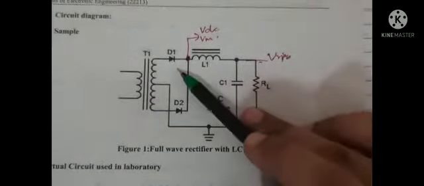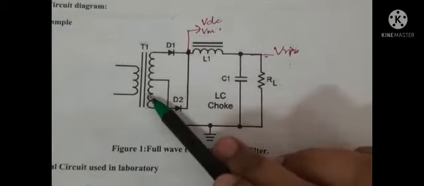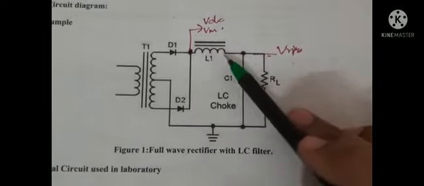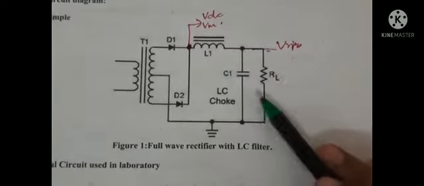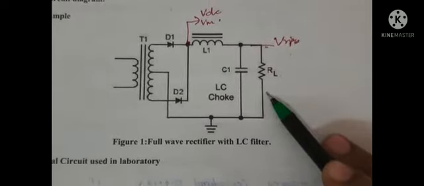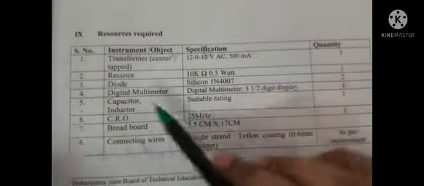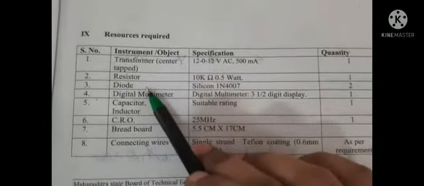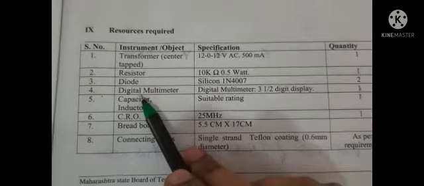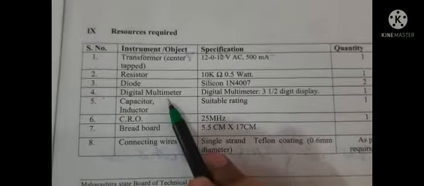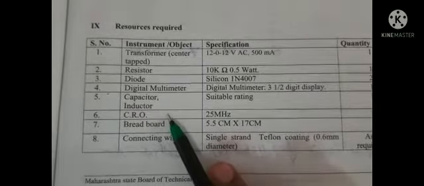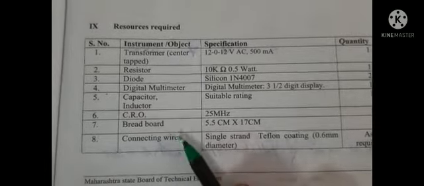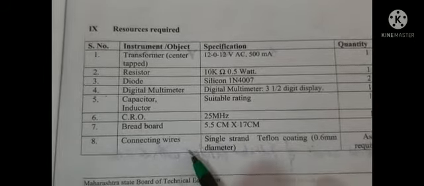Here we require two diodes, then a center tap transformer, inductor, load and that resistor. These are the resources required, as we have seen in the circuit diagram: center tap transformer, resistor, two diodes, then multimeter, capacitor, inductor, CRO, breadboard and connecting wires.